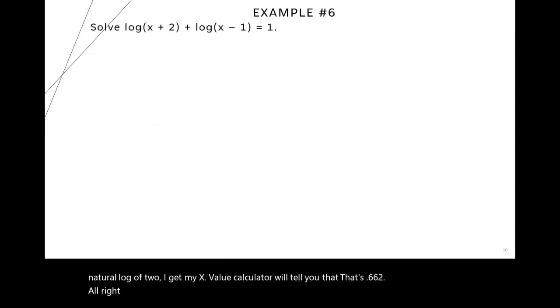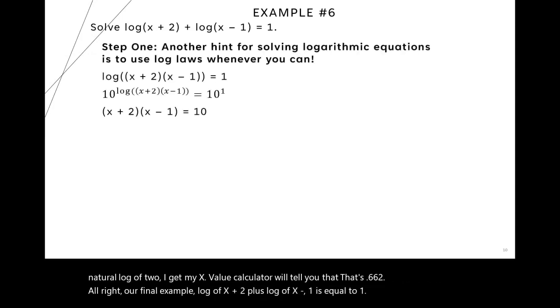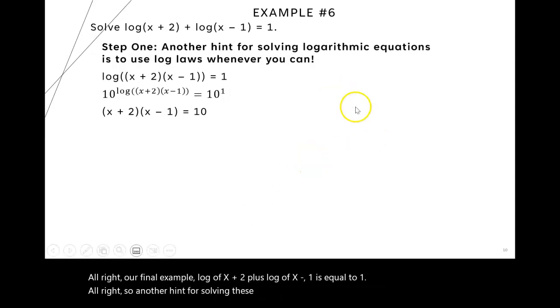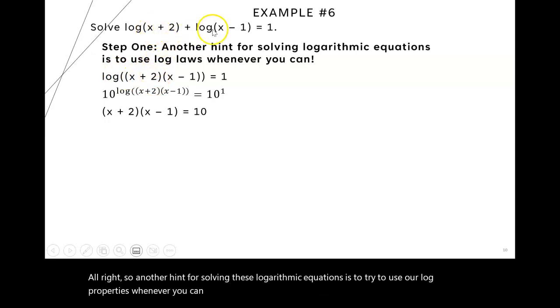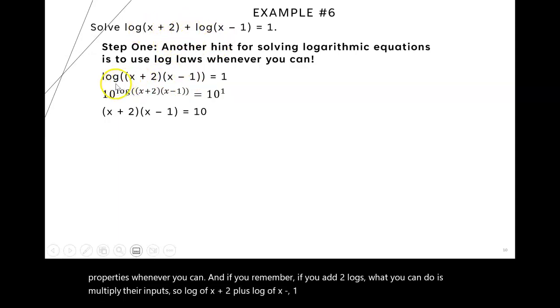All right, our final example: log of x plus 2 plus log of x minus 1 is equal to 1. Another hint for solving these logarithmic equations is to try to use our log properties whenever you can. If you remember, if you add two logs, what you can do is multiply their inputs. So log of x plus 2 plus log of x minus 1 becomes log of x plus 2 times x minus 1, all equal to 1.